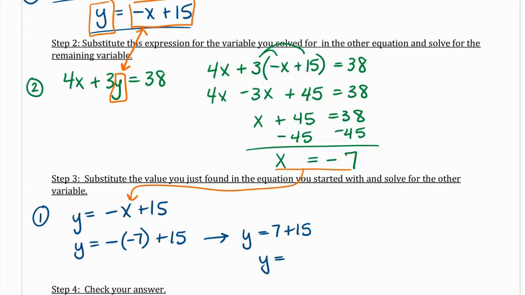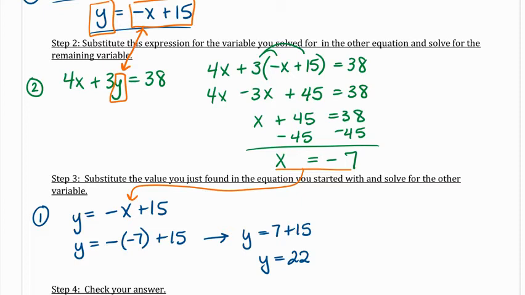Where's the x? Did we not have an x? Remember, x is negative 7. So I replaced the x with negative 7. There's no more x here, right? We already solved for x. I know what it is. So then y equals 7 plus 15. So then you get 22.